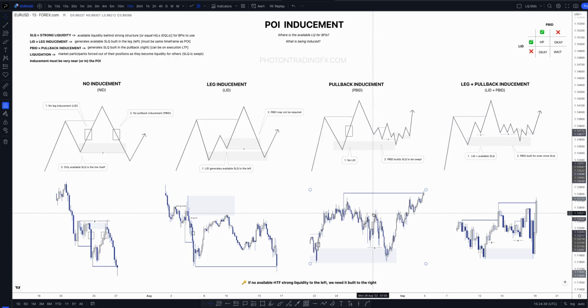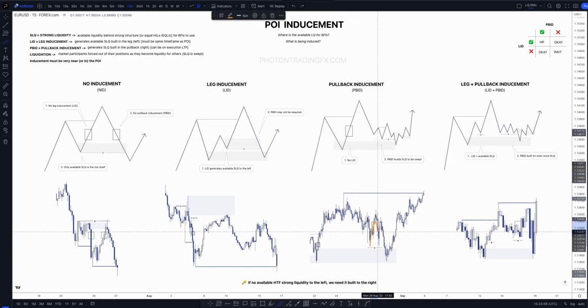There are some examples actually, I didn't go down here, I'll just end on that. So this is an example where you have no inducement in the leg. It's a bit hard to see, I know it's a little bit zoomed out, but essentially there's no structural low there. No low like that, it's just one straight push. So when we come back, you have no inducement. So what do you want to wait for? You want to wait for pullback inducement to be built.